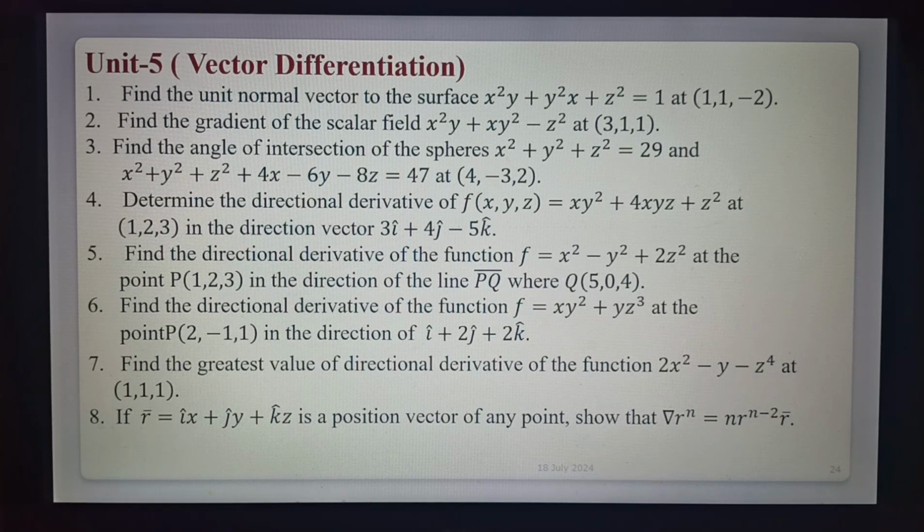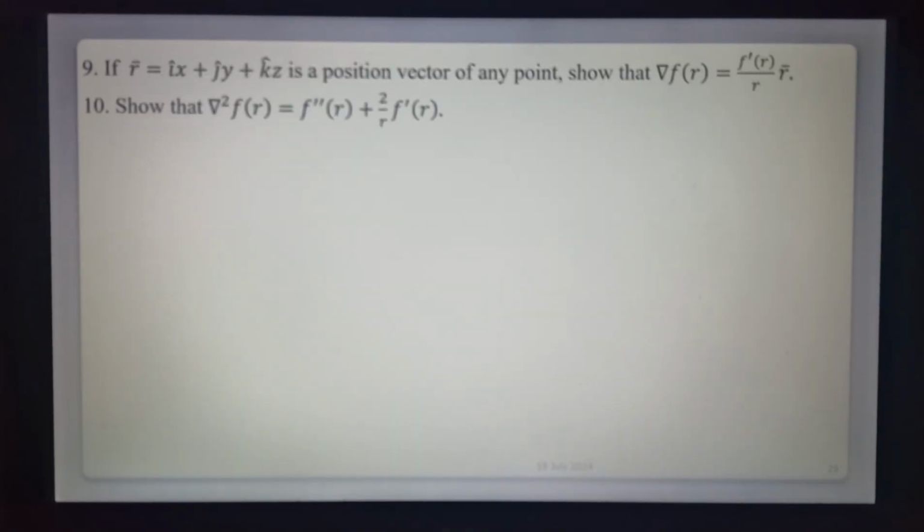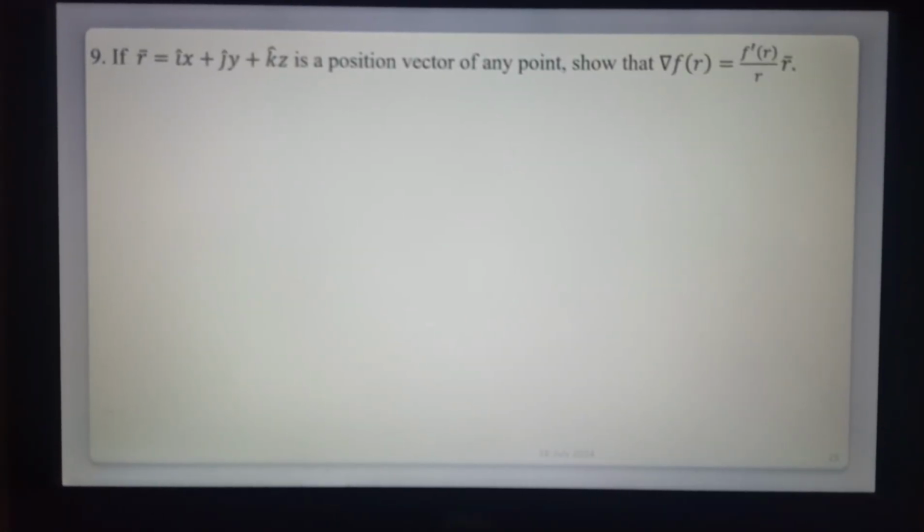So next, continuation, remaining questions. Okay, next question, if r bar is equal to xi plus yj plus zk is a position vector of any point, show that del f of r is equal to f dash of r by r into r bar. This is also a maximum repeated question, important question.